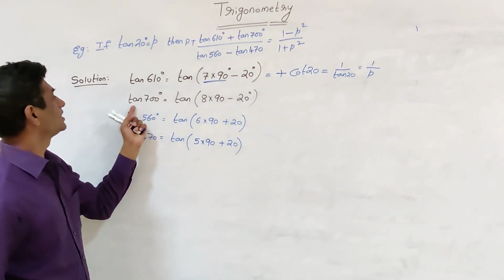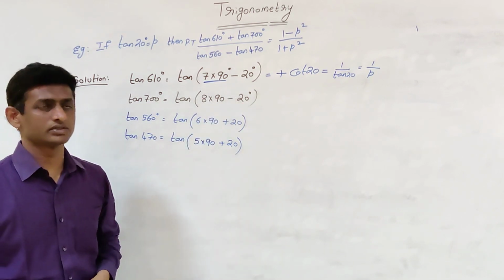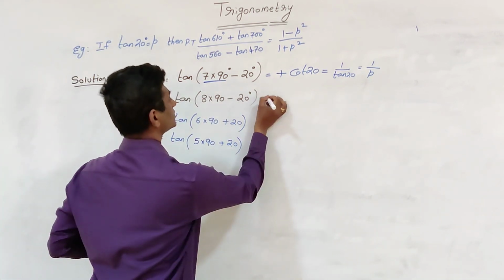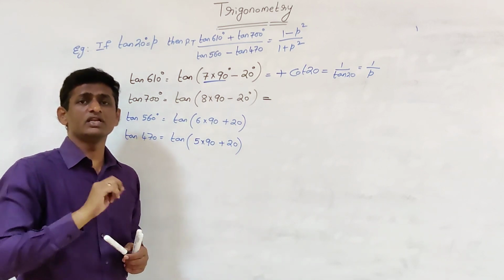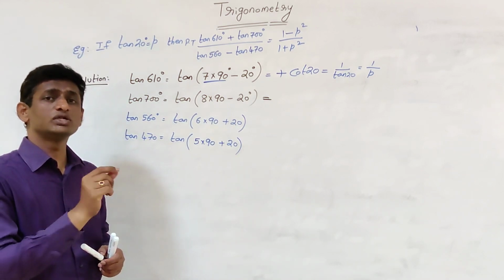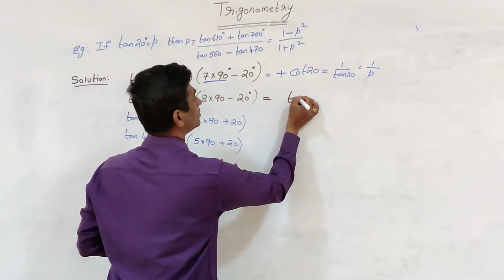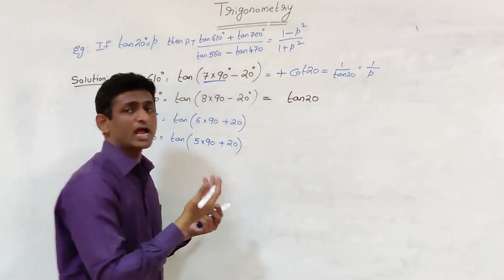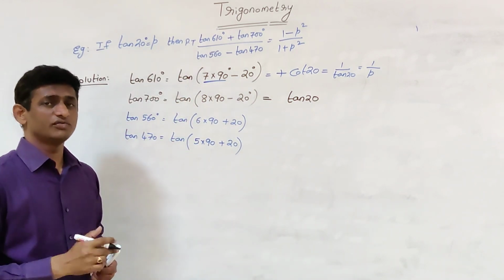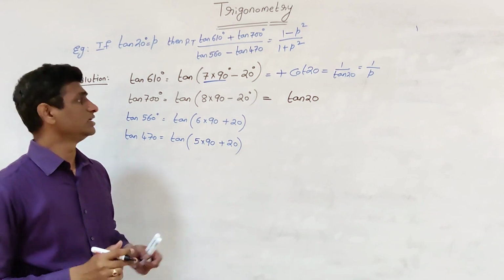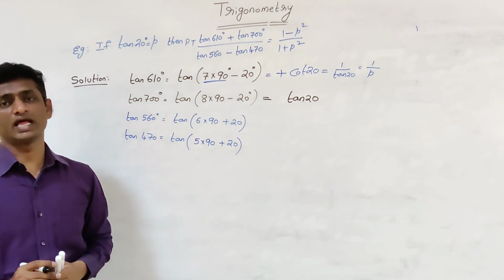Next, coming to tan 700 degrees. Tan of 8 into 90 minus 20 degrees. Now, as 8 into 90 is an even multiple, the trigonometric ratio does not change. So it will give tan 20 only. But what type of tan 20? Is it plus tan 20 or minus tan 20? That we have to decide by in which quadrant this entire angle, 8 into 90 minus 20, lies.